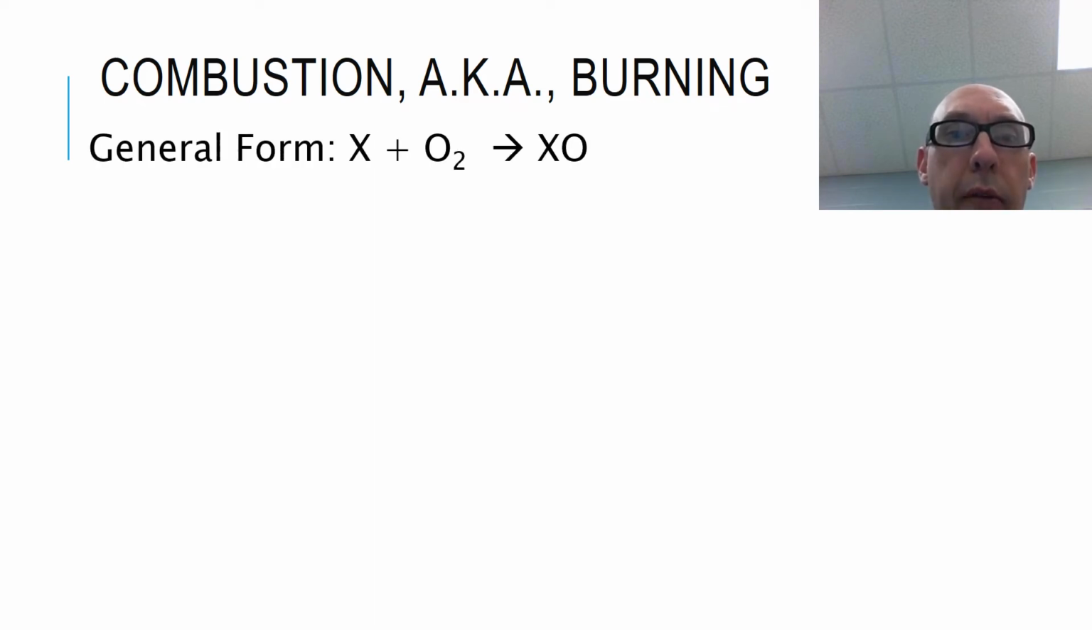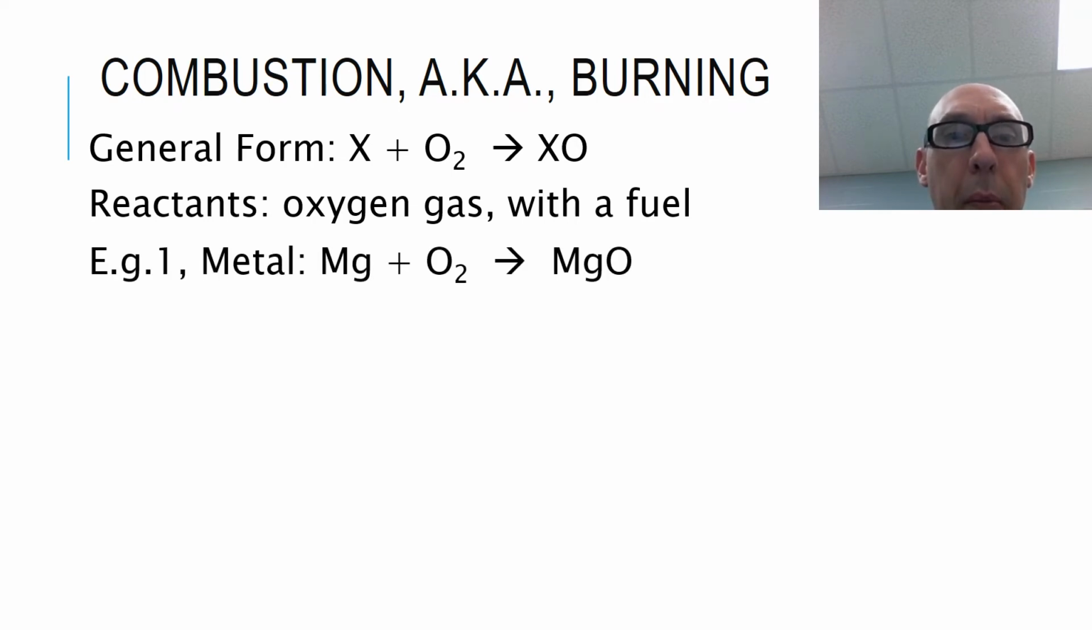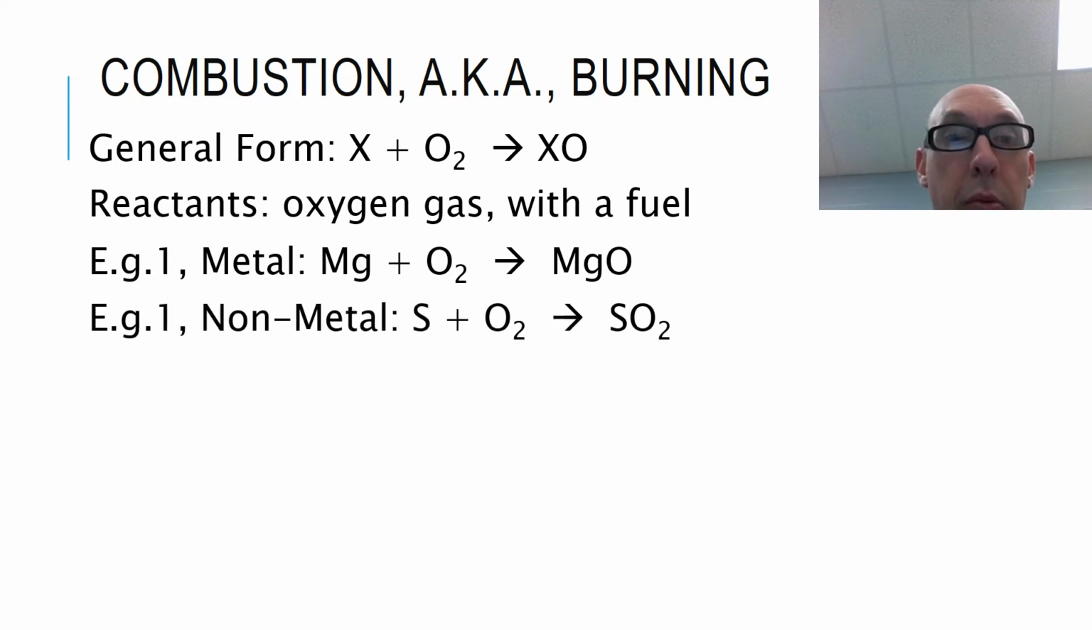The last reaction type is combustion, which most people simply refer to as burning. Combustion requires a very simple situation. The general form is some material plus oxygen gas makes some oxide material. And that depends entirely on what X is, because lots of different things can undergo combustion. You have to have as reactants oxygen gas and some kind of fuel. The fuel could be a metal, like magnesium, reacting with oxygen gas to make magnesium oxide. It could also be a nonmetal, like sulfur. These two reactions I'm actually going to demonstrate for you when we get into Chapter 7 dealing with acids and bases, because it fits better there as a demonstration.